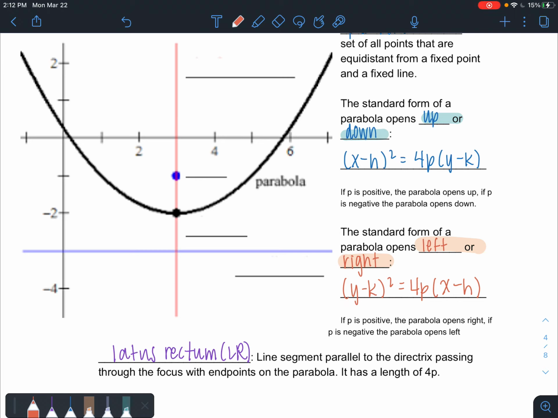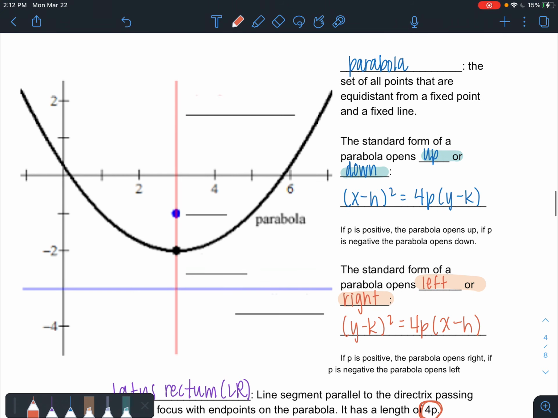We also have this thing called the latus rectum, which is a line segment that is parallel to the directrix, passing through the focus with the endpoints on the parabola, having a length of 4p, which should look familiar to you.